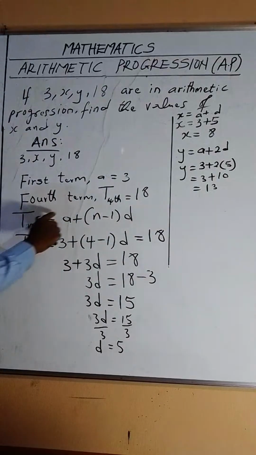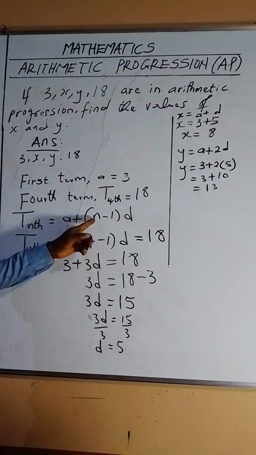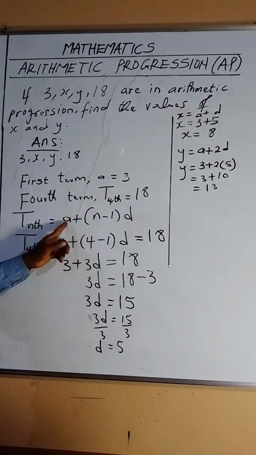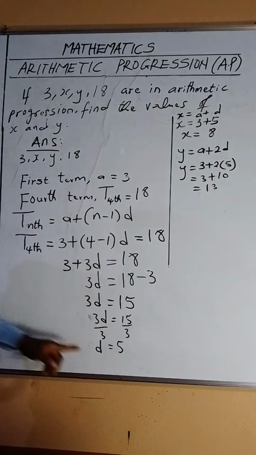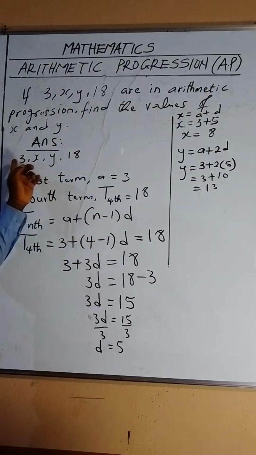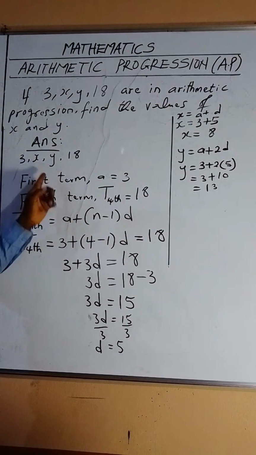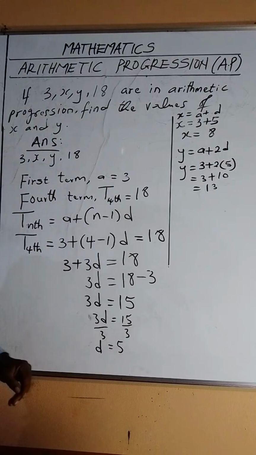Now, what is the formula for finding the nth term of a sequence? The formula is t nth equals a plus open bracket n minus 1 close bracket d, where a is the first term as already stated here, and d is the common difference, the difference that is common to any two consecutive values here. So the difference d is 5 here; we got it as 5.